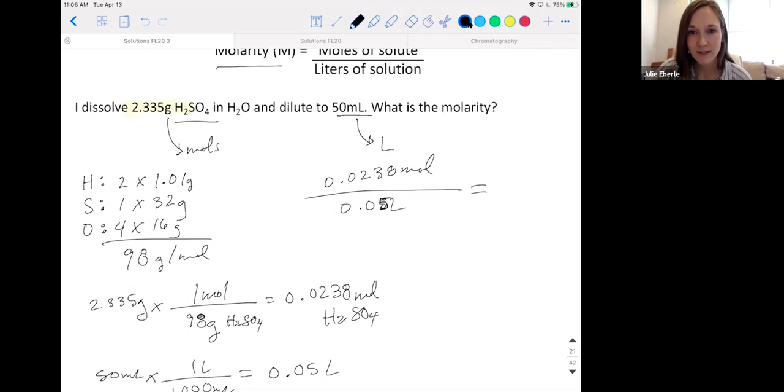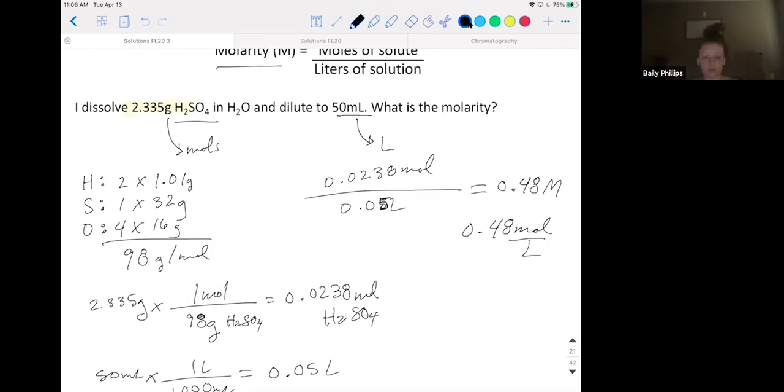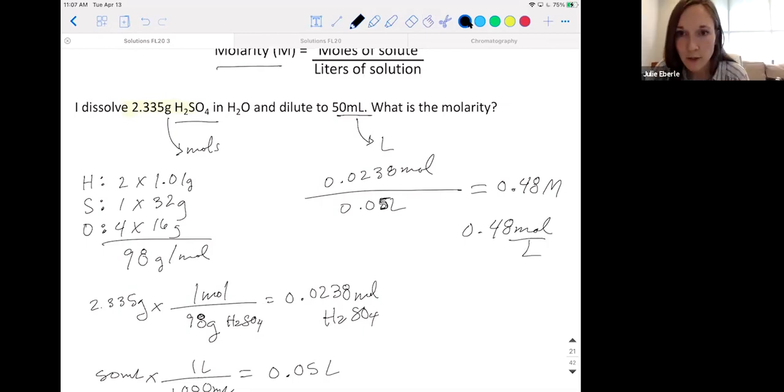Oh, Grayson. Does everybody agree with Grayson? 0.48 molar? Yeah, and it's molar, right? And again, you could write it 0.48 mole per liter. Okay, that's what molarity is, moles per liter. Very similar to molar mass, which is grams per mole. But this one's mole per liter.